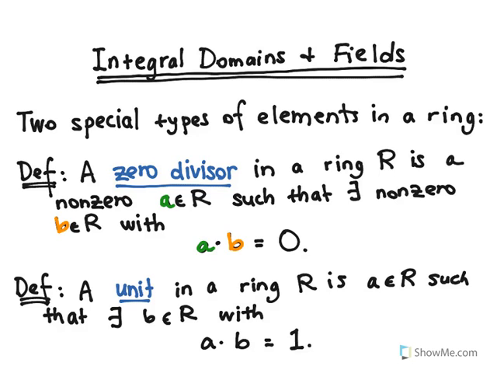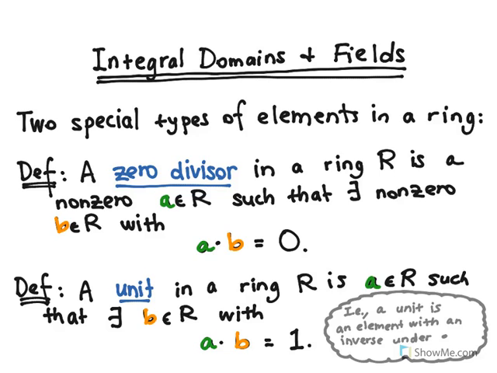The other special type of element in a ring is what's called a unit. The definition is super analogous, except that when I multiply A and B, I'm looking to get not zero, but one. So more precisely, a unit in a ring R is an element A in R, such that there exists another element B, where when I multiply A times B, I get 1.